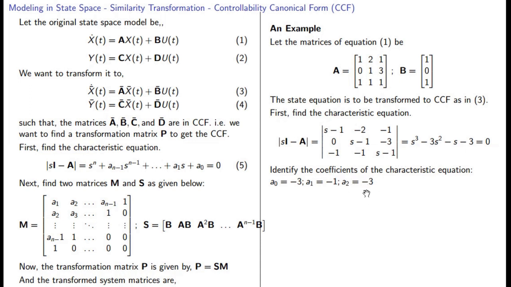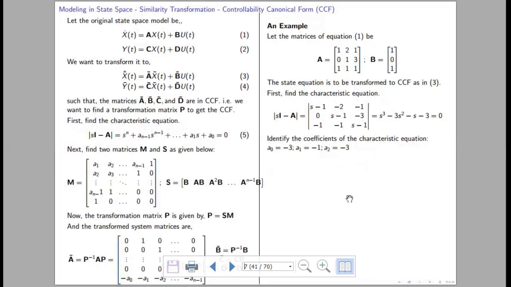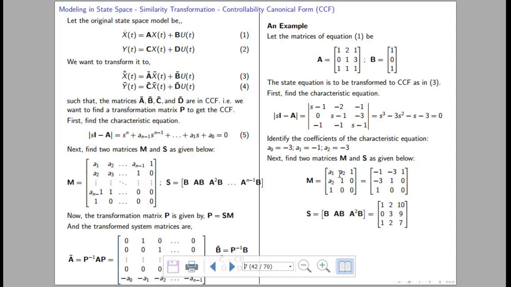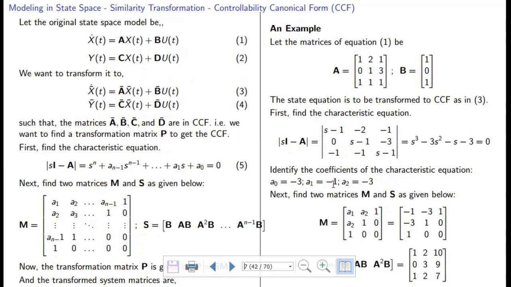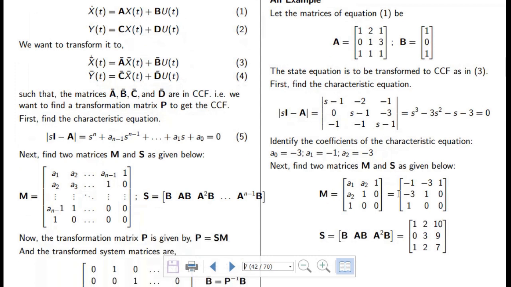Once you get that, you have to form the matrices M and S. The matrix M is formulated like this because you have to start from A1. The first row has to start from A1, A2, and then 1. Because we have got coefficients only up to A2, and the last coefficient is the S cube coefficient, which is 1, you just end with 1. Then the second row starts from A2 and then 1, and the last row is 1.